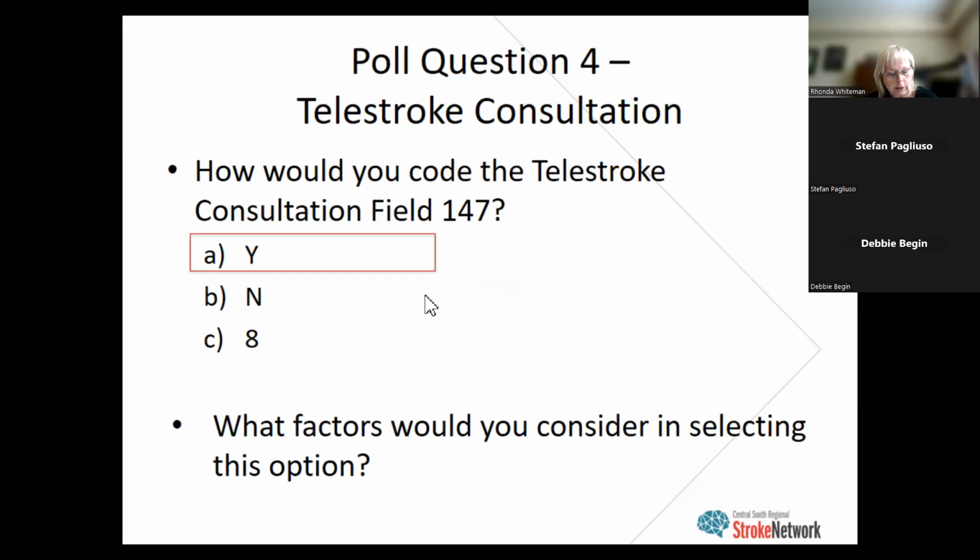This site is an Ontario telestroke site. They've utilized telestroke, so it would be considered. For those that would indicate no or not applicable, I'm not sure what factors people were considering. You can put it in the chat or in the Q&A with your responses, and we can move forward if there are questions. It may be related to the fact that your site is not a telestroke site.